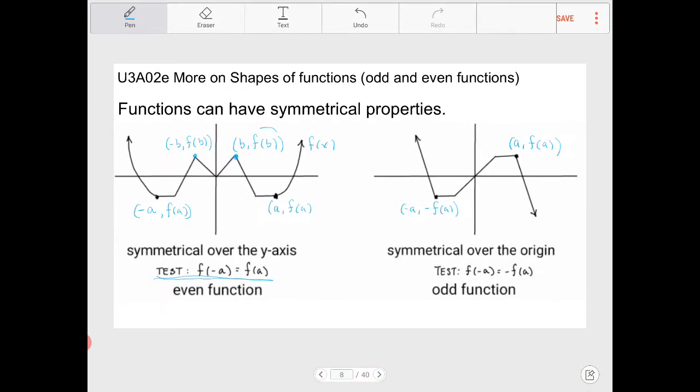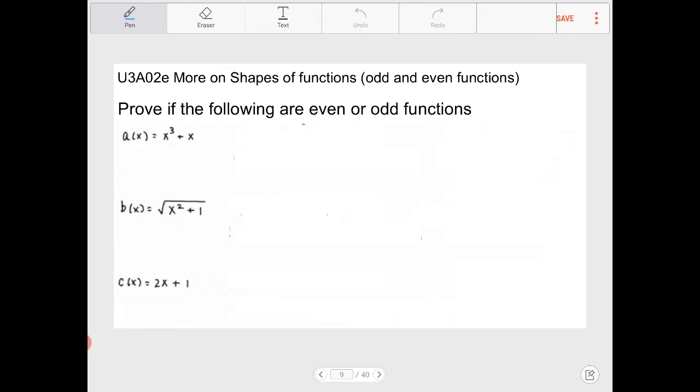Okay, so let's see how this actually works. If you're asked to prove if the following functions are even or odd, what the instruction is really asking you to show is whether or not it has that vertical line symmetry or that point symmetry. Show symmetry over the y-axis or origin.